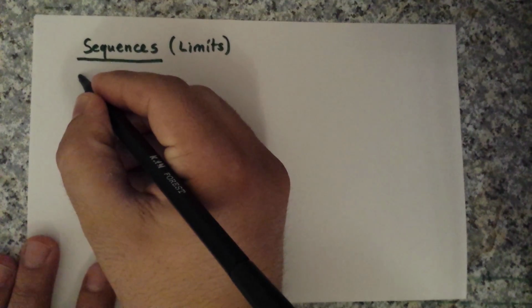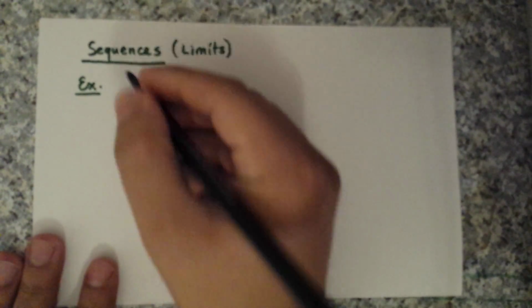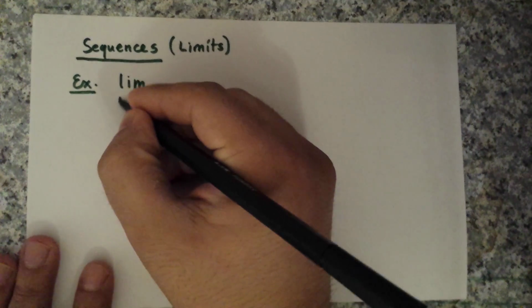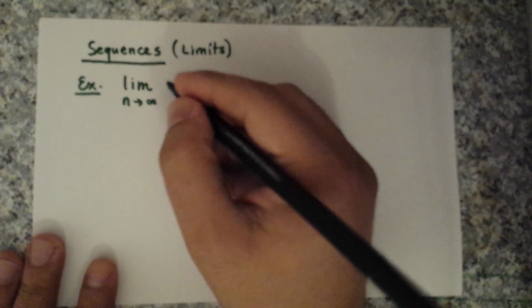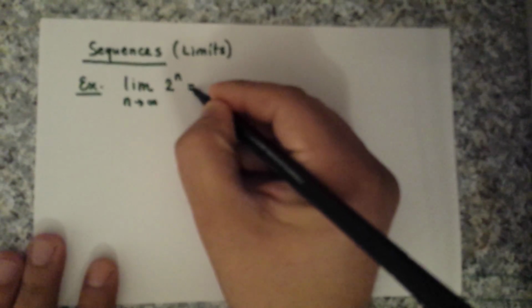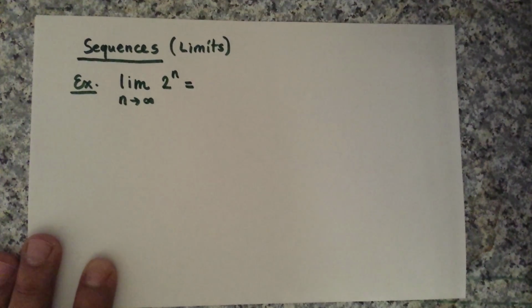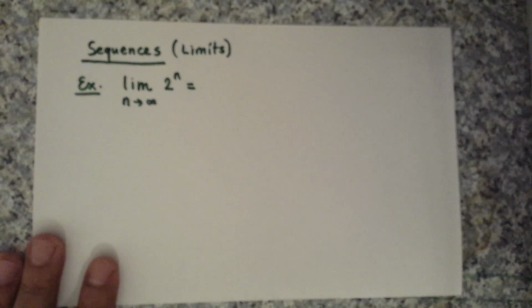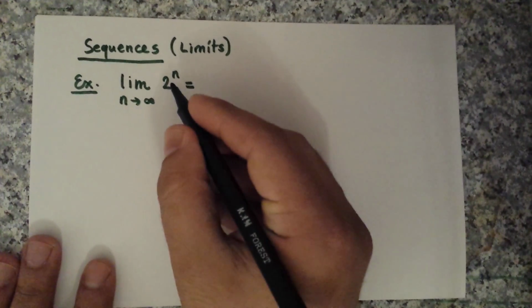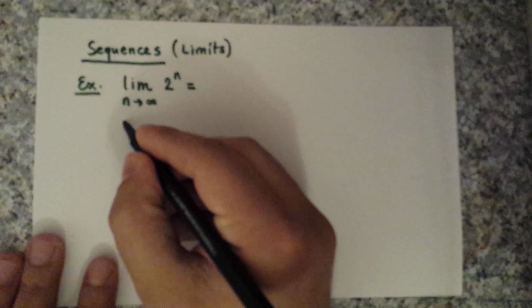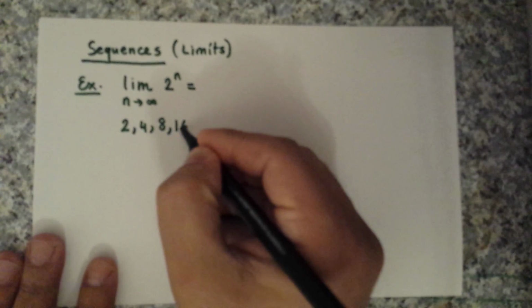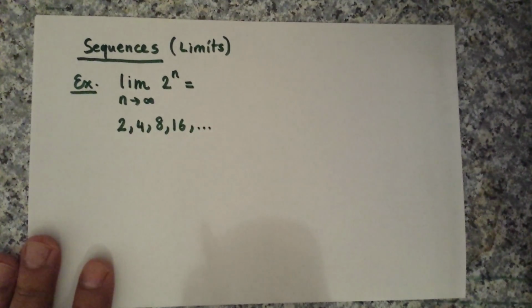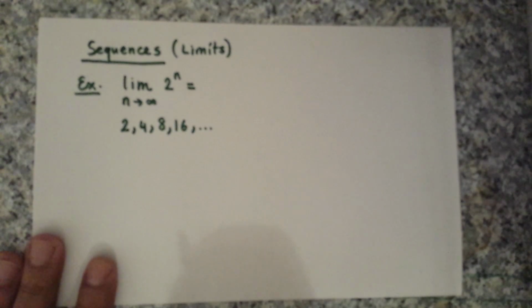So the first example is a really basic one. What can we say about the limit as n goes to infinity of a geometric sequence, something like 2 to the n? So we're trying to find the limit as n goes to infinity of 2 to the n. You may list some terms. This is just powers of 2. So n starts at 1. 2 to the 1 is just 2. Squared is 4. Cubed is 8. 16. And so on. As you see, these numbers are getting larger and larger.